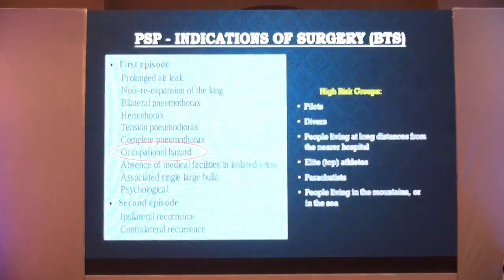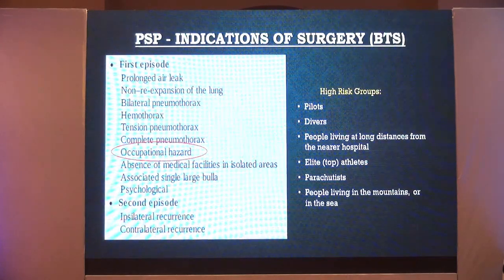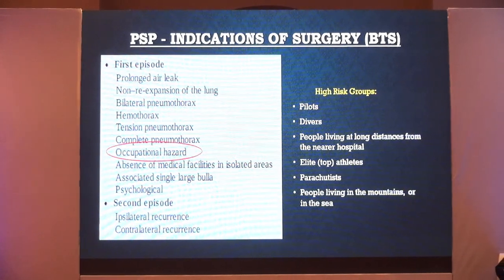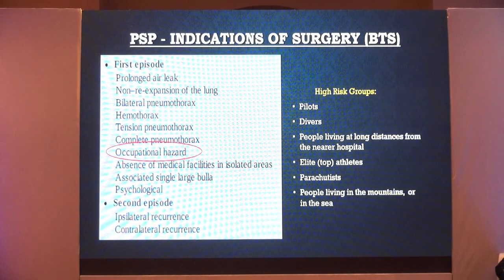So the indications of surgery in the first episode are only prolonged air leak and non-expansion of lung. This is occupational hazard, and I've highlighted it because our group of patients are high risk groups. We recommended surgery in the first episode in pilots, where there are a lot of other lives depending on them, people who live at longer distances from hospitals, in the mountains, parachutists. At Combined Military Hospital we are dealing with patients who are soldiers, sailors, airmen from Air Force, Army and Navy, and so we are operating upon them even after the first episode.